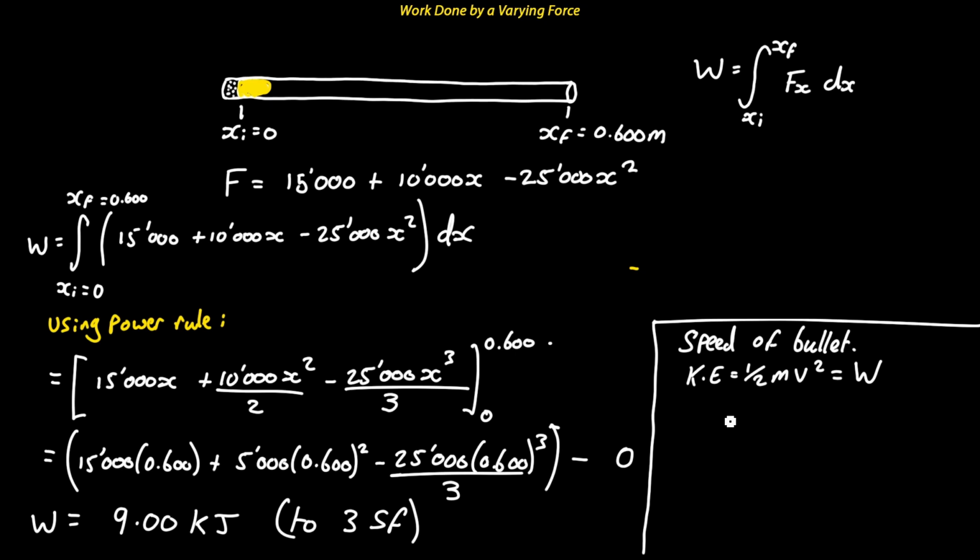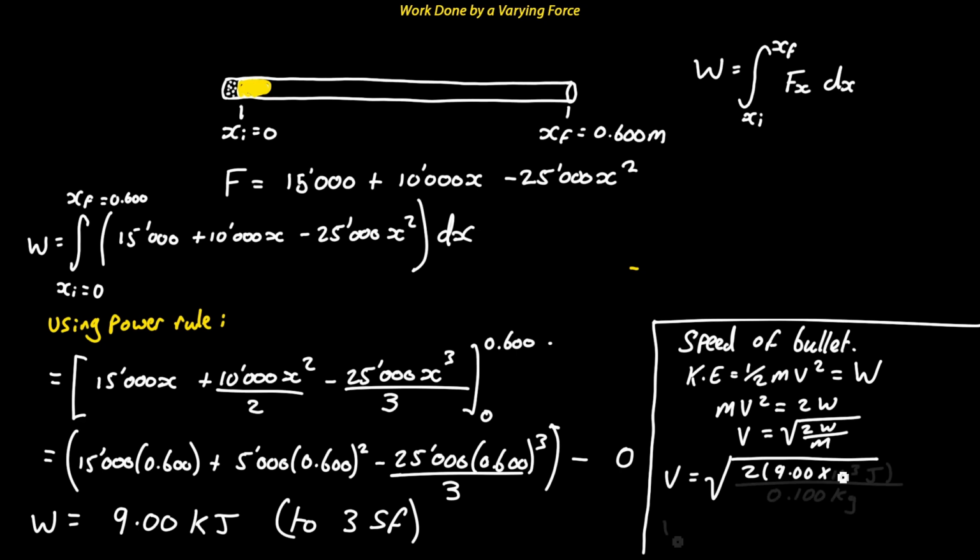So the work done is the kinetic energy gained by the projectile. So we can rearrange this, and we want to make the velocity the subject of the equation, and we end up with the velocity is equal to the square root of 2 multiplied by the work done on the projectile by the expanding gases divided by the mass of the projectile. And we can substitute in our values here, making sure that we're using SI units, and we get an estimated velocity of 424 meters per second to 3 significant figures.